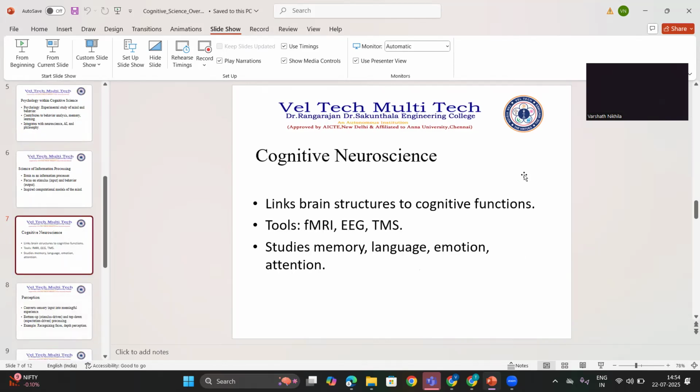Next, we will see cognitive neuroscience. Neuroscience here links brain structures to cognitive functions. Some of the tools in neuroscience are fMRI, EEG, and TMS. It studies memory, language, emotions, and attention.